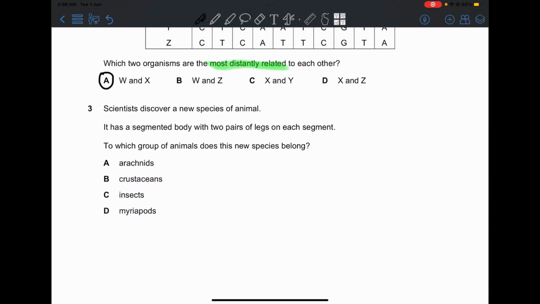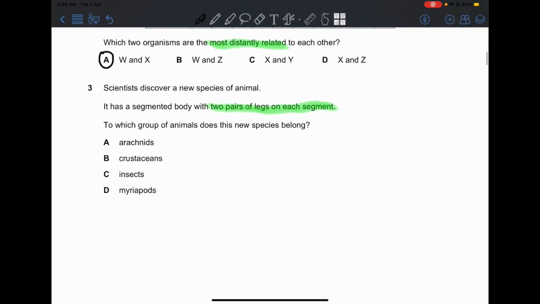Now number 3, scientists discover a new species of animal. It has a segmented body with 2 pairs of legs on each segment. So if they have 2 pairs of legs on each segment, that means they are a myriapod, which has a very large number of legs. They have the most legs in the arthropods, or the animals without a backbone. So we're going to be choosing the myriapods.